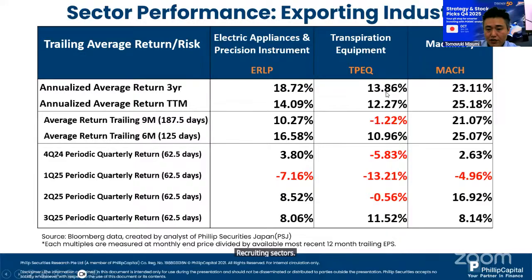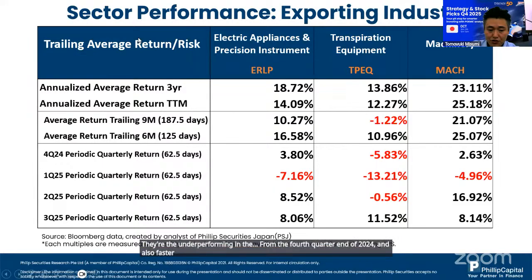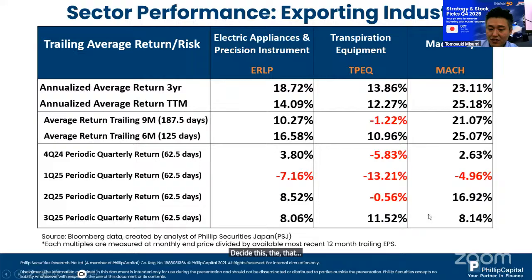They are also below the 3-year trend, and because of the Trump tariff there is underperformance from the fourth quarter of 2024 and the first and second quarters of 2025. But it's recovering because the Trump tariff decided that the automobile tariff is 15%, rather than the expected 30% tariffs.